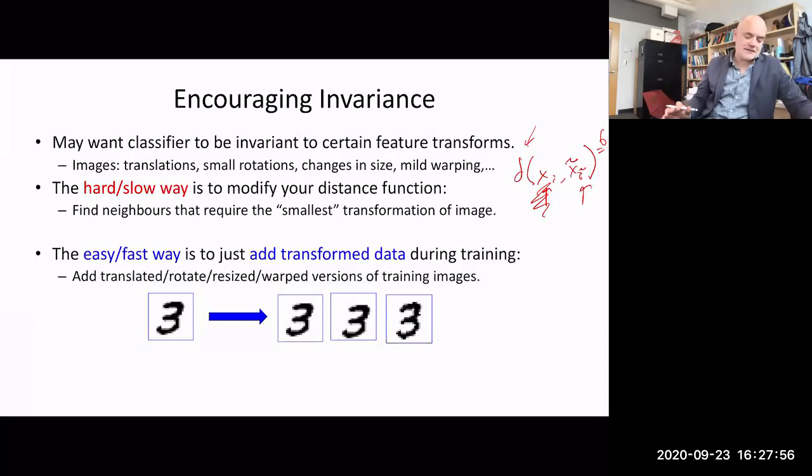And this sounds really dumb, and it is kind of dumb, but it works really, really well, and it's super important for all kinds of applications, in particular for computer vision. One thing you can do is, you know that the label of this is 3, the label of this is 3, and the label of this is 3. In fact, basically any translated, slightly rotated, slightly resized, or slightly warped version of the exact same training image is still going to be labeled a 3.